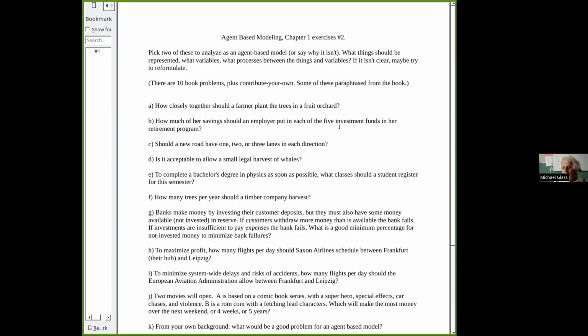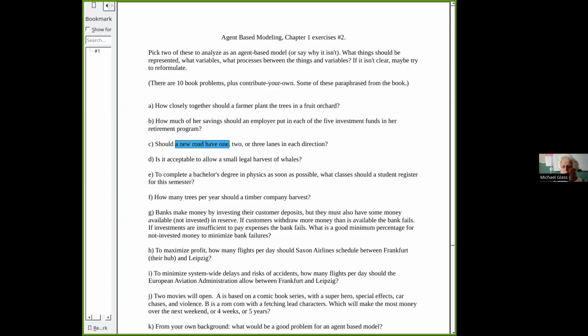And then the authors say, the one agent here is the person. But I claim this could be an agent model if each of the investment funds were an agent, and the funds could be cannibalizing money from each other, and they would also have some time-dependent random behavior.